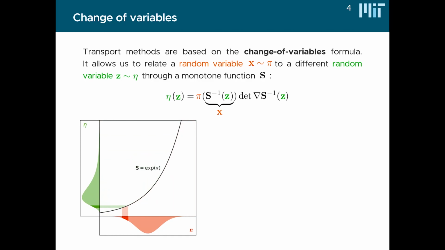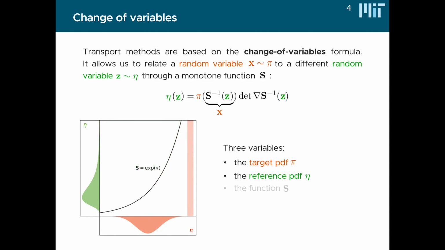Now, this equation effectively has three unknowns that we can vary. The first one is the starting distribution, in our case, the target PDF. The second one is the output distribution, in our case, the reference PDF. And the third one, of course, is the function which transforms one into another. And for transport methods, we assume the target and the reference distribution to be fixed, and we seek the function which connects the two, which maps from one to another.